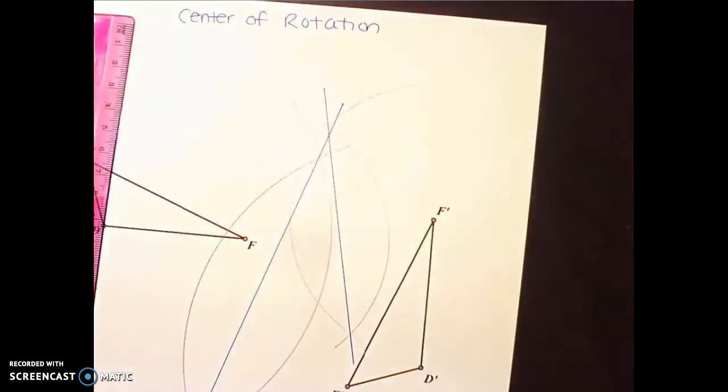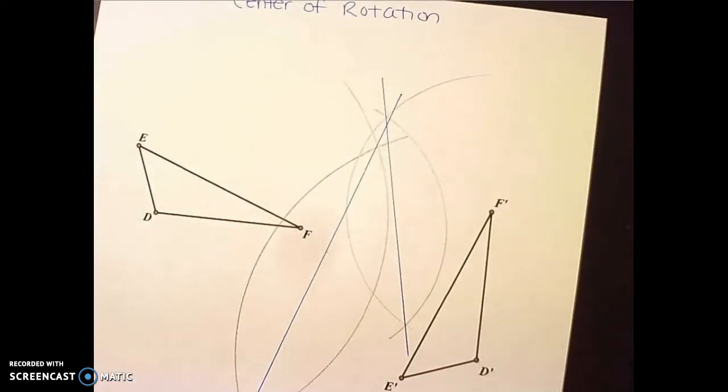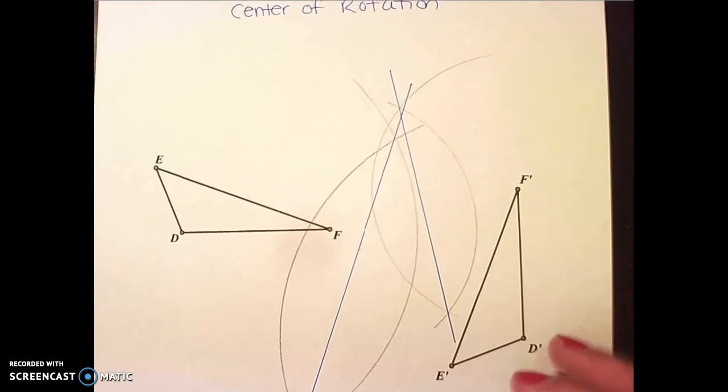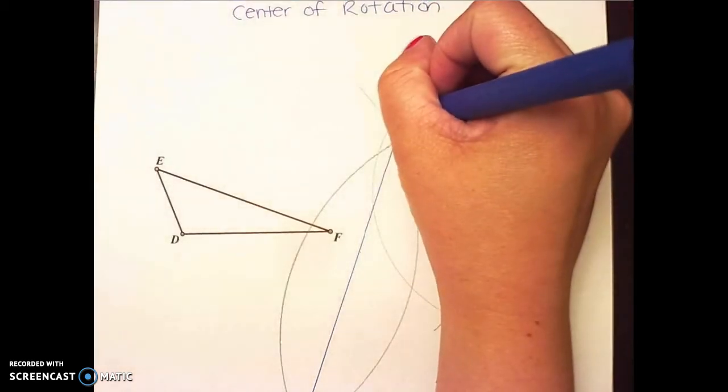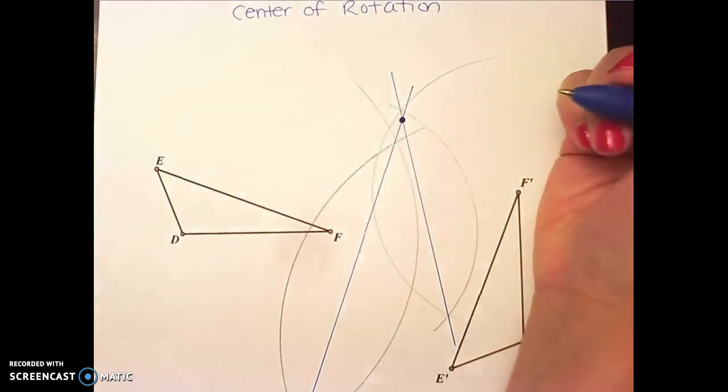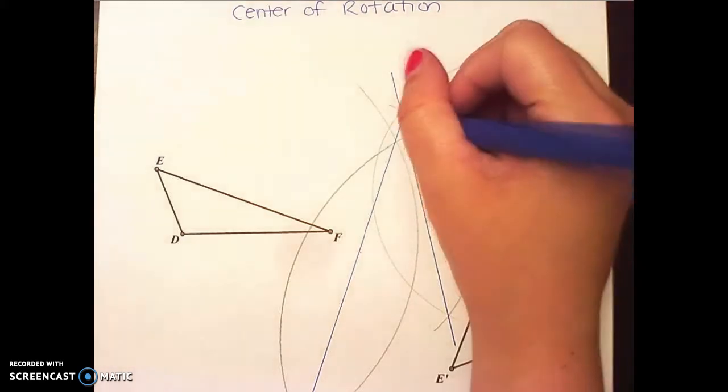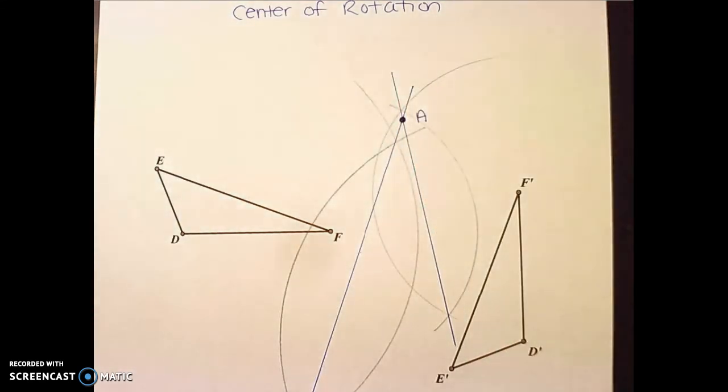Just like that. And where my two perpendicular bisectors intersect, so right up here, this will be my center of rotation. I could call that point A, for example. So triangle DEF was rotated around point A.